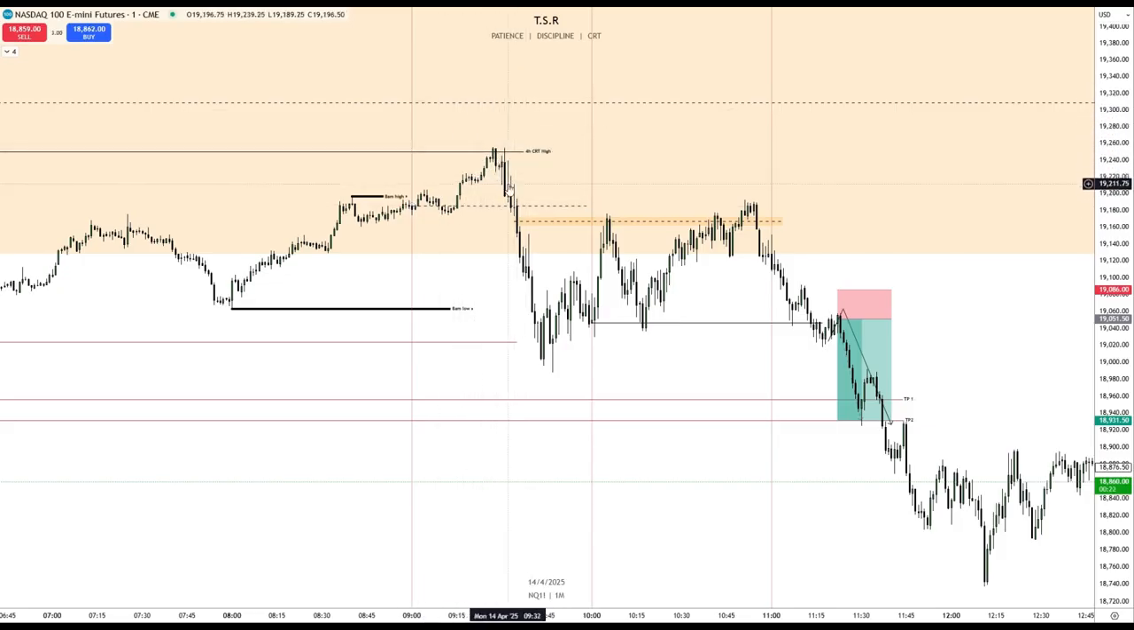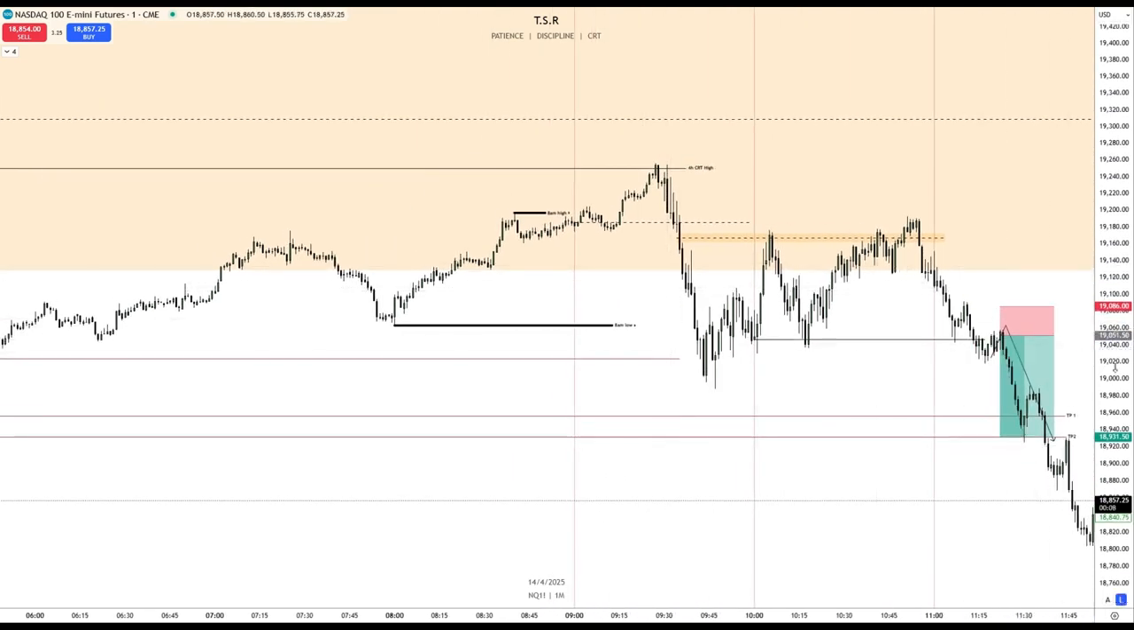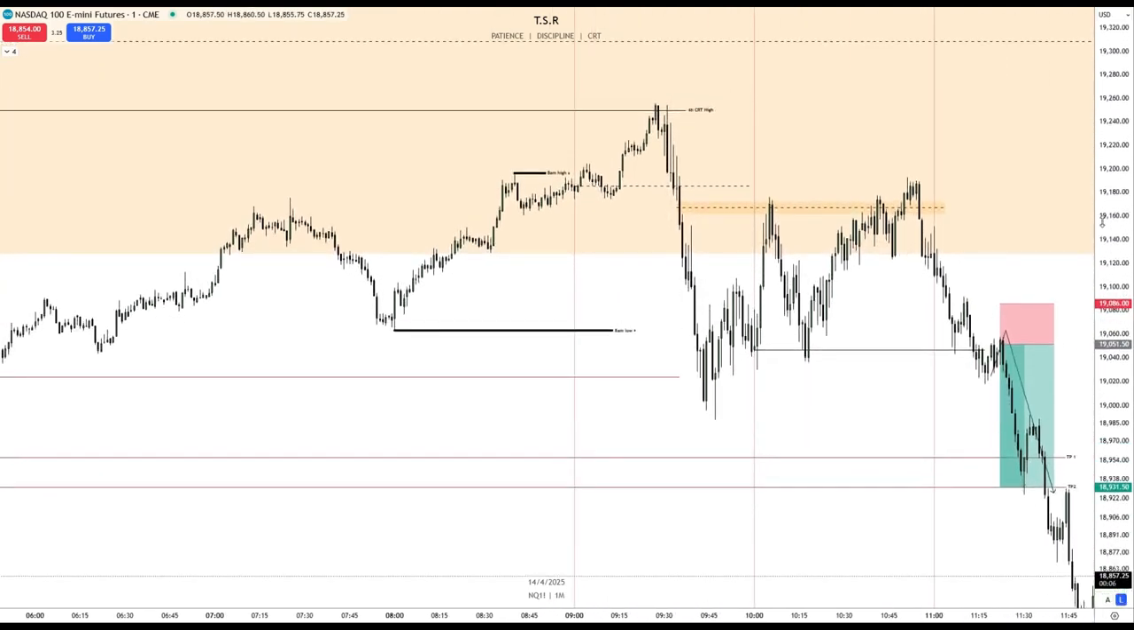It would have been textbook if there was a 15-minute CRT as well, which there wasn't, and that's the reason why I didn't enter short up here. Missed entry, missing confirmation, that's fine. There's always going to be another entry, most of the time. The story was not over.